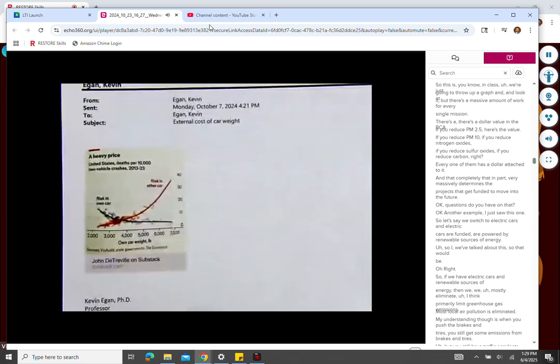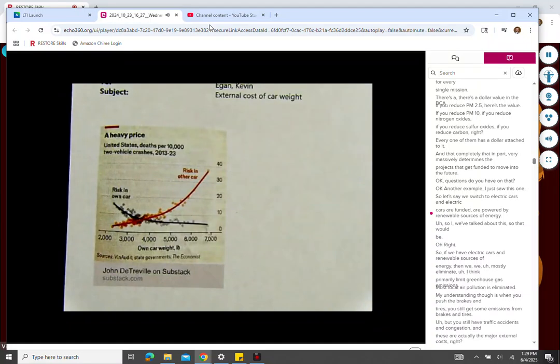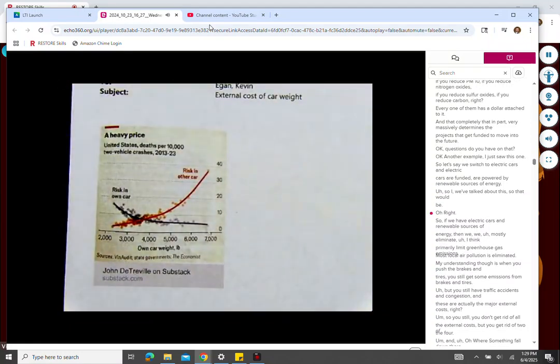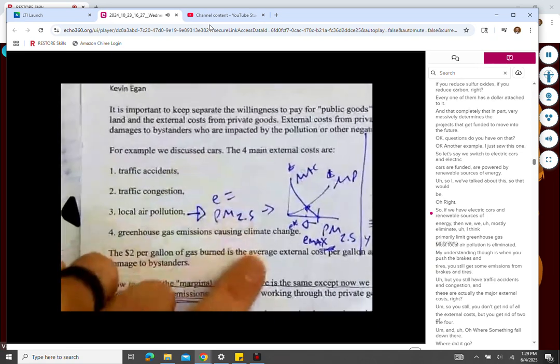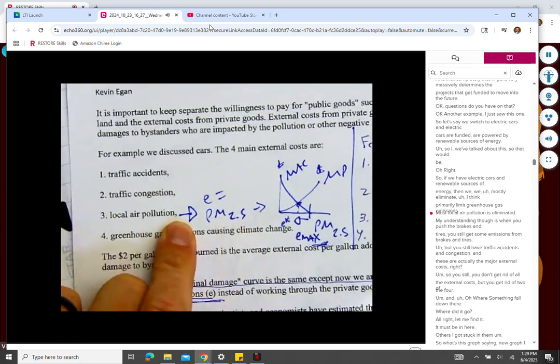Okay. Another example, I just saw this one. So let's say we switch to electric cars, and electric cars are powered by renewable sources of energy. We've talked about this. So if we have electric cars and renewable sources of energy, then we mostly eliminate, I think primarily eliminate, greenhouse gas emissions. Most local air pollution is eliminated.